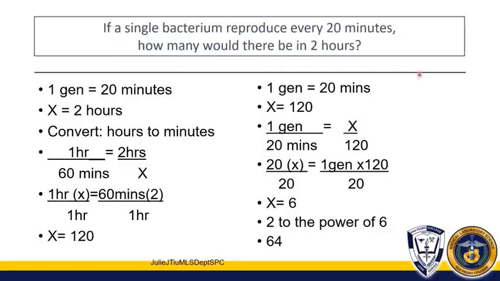Now, if the first generation is reproduced in 20 minutes, how many would there be after 120 minutes? So after cross multiplying, x is equal to 6. Since the first generation is 2, 2 to the power of 6 is 64. So there are 64 bacteria in 120 minutes.